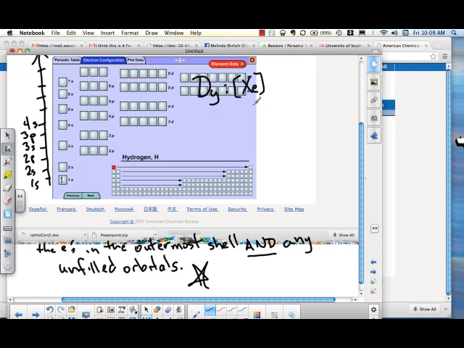6th row of the periodic table, 6s2. After the s's come the f's, and dysprosium is in the f's, and the f's are 2 off, so it's going to be 4f, and I'm going to count over, starting with lanthanum. 1, 2, 3, 4, 5, 6, 7, 8, 9, 10. 4f10.